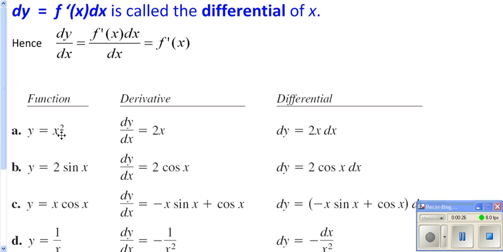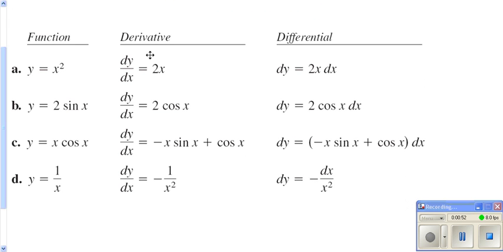So if you had y equals x squared, your derivative, you know, is dy over dx equaling 2x. Your differential is basically where you get your dy by itself. So to get rid of the dx in the bottom, you just multiply both sides by dx. And so you would get this. This is your differential, where the dx is basically your change in x, or how much your x value is changing. So here you have your derivatives in the middle column and your differentials in the far right. You notice all your differentials are basically the same as your derivative, just all multiplied by dx.